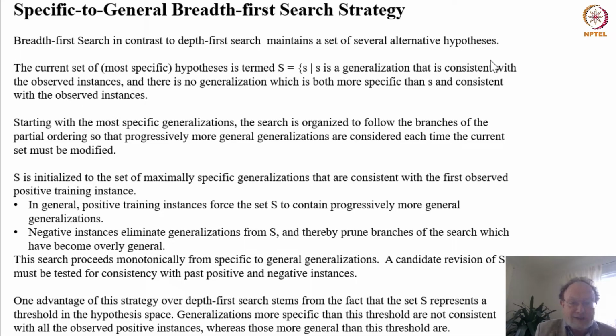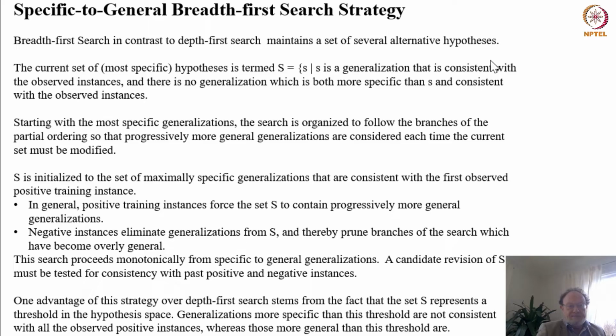If we encounter negative instances, we need to eliminate some generalizations from S, thereby pruning branches of the search which have become overly general. So this search proceeds monotonically from specific to general hypotheses. A candidate revision of S must still be tested for consistency with past positive and negative instances. So in this respect, this algorithm shares the properties of the depth first.